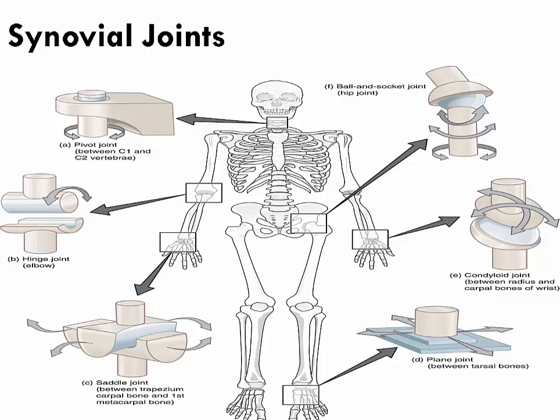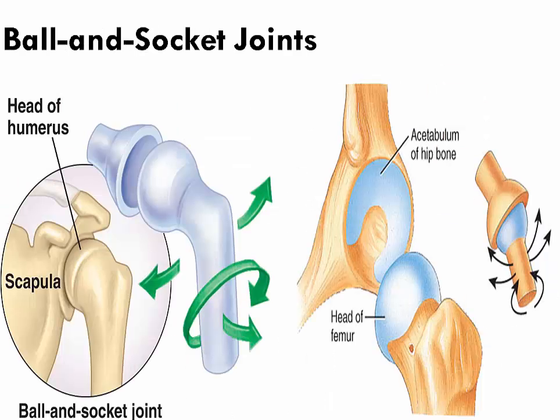There are 6 types of synovial joints: ball and socket, condylar, saddle, plane, hinge, and pivot. Ball and socket joints allow for the largest range of motion of any of the synovial joints. Ball and socket are the only multiaxial joints in the body.